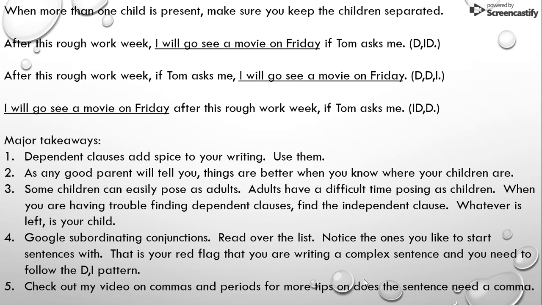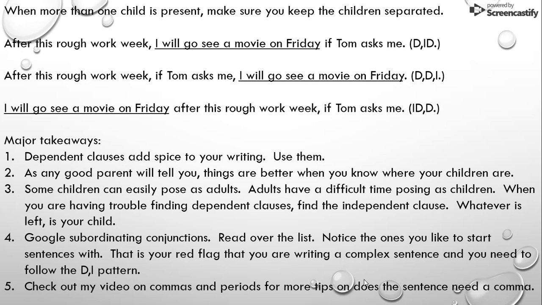But here I have a second child present, if Tom asks me. I don't need a comma between Friday and if because now I'm writing in the ID pattern. So you see out there in the semicolons out to the side, our pattern is now D comma I, which is the basic rule that we talked about a minute ago. But we also have an ID involved in this sentence as well. And so that's the first way that you could do this.